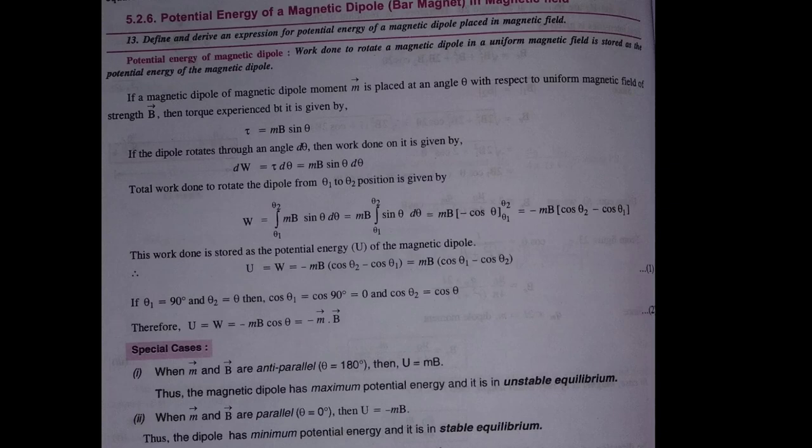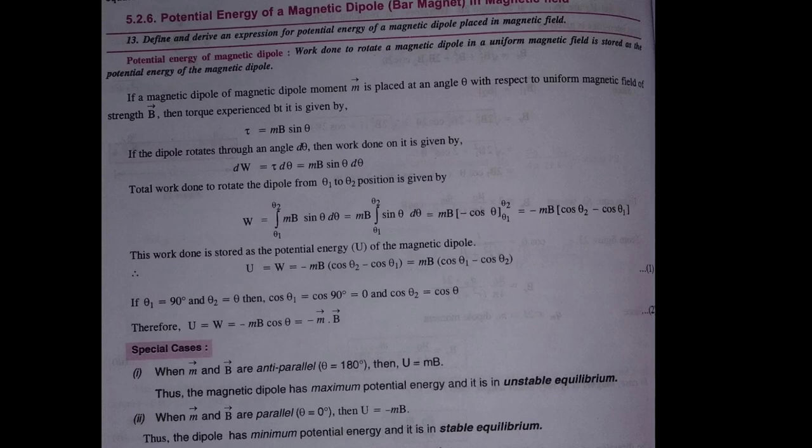Then we want to calculate the complete work done. For this we do the integration, assuming the dipole gets rotated from angle theta 1 to theta 2, and we get the final expression of the work done that acts as potential energy. This final expression is mB multiplied by (cos theta 1 minus cos theta 2). Now if we assume that theta 1 is equal to 90 degrees and theta 2 is equal to theta, then the final expression of the work done or the potential energy is minus m vector dot B vector. Again we can discuss some special cases on this final expression.